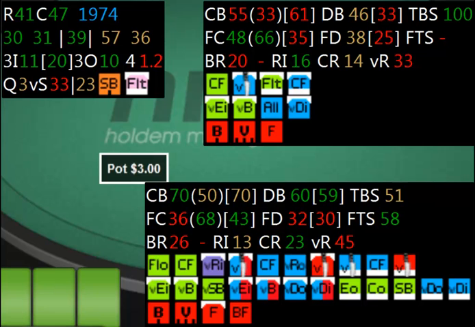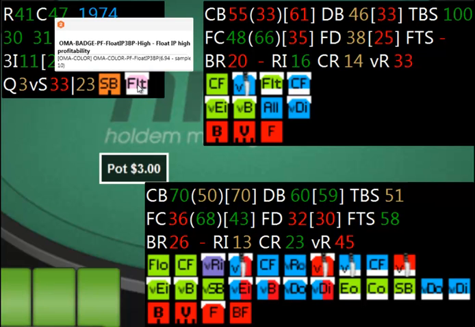Next, let's talk about the float badges. We can see a couple examples here. We can see an FLT, which is float in position. FLO is float out of position. The white bottom represents a 3-bet pot. The white top means highly exploitable.